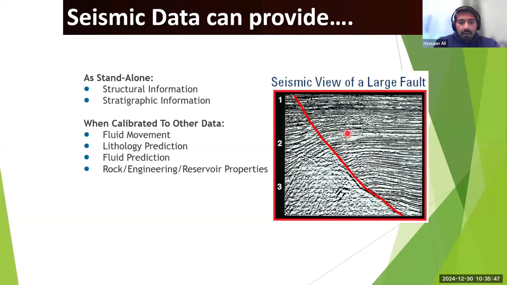It can tell you where the fluid is moving. It can give you the lithology prediction. Lithology is effectively determining the physical and chemical properties of the rocks. And it can also give you information about rock engineering and reservoir properties.